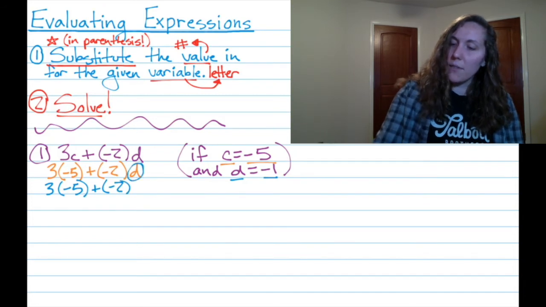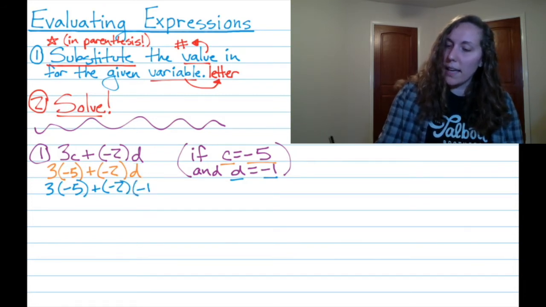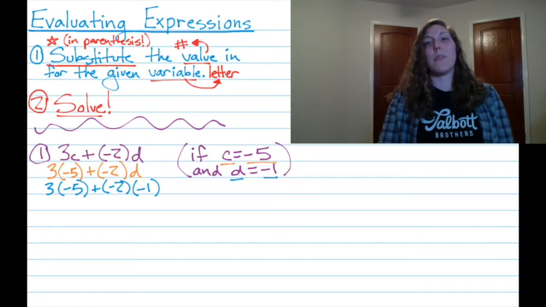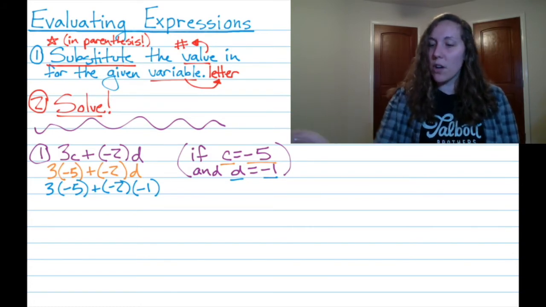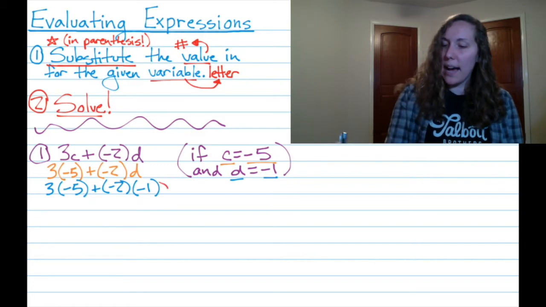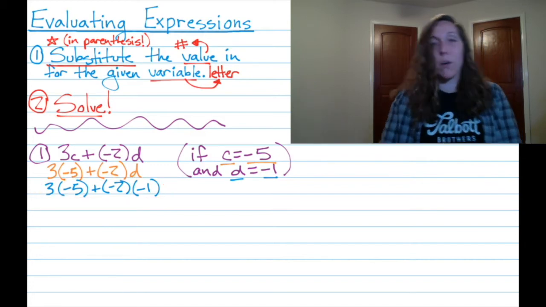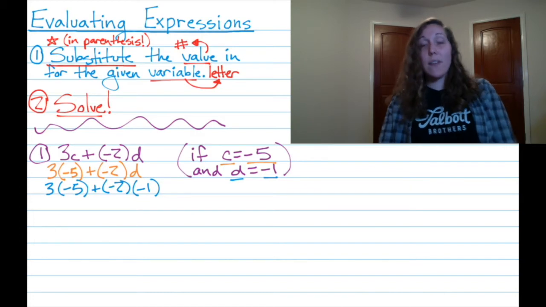Swap out this d for -1, but when I do that, again, I have to put that -1 in parentheses. Now I'm going to solve, okay? Good thing we just learned all about the order of operations because I have a lot of different operations going on here. First, do I have anything in parentheses?